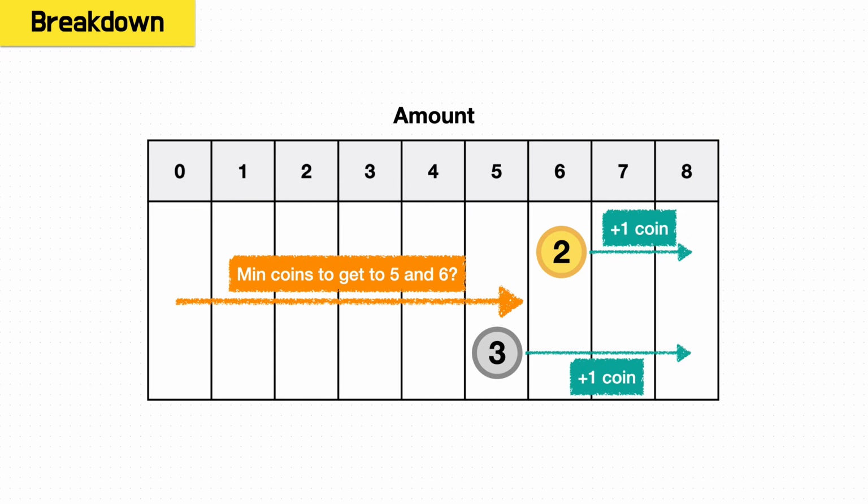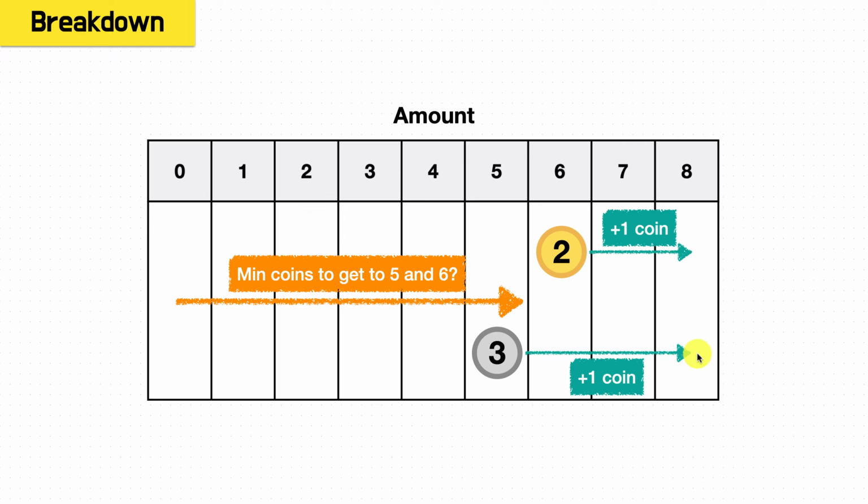Let's go back to the example where we have a target of 8 with the denominations of 2 and 3. There's only 2 ways to reach 8. That's by using a 2 coin from the value of 6, or by using a 3 coin from the value of 5. With these 2 denominations, those are the only 2 possible ways to reach this final amount.